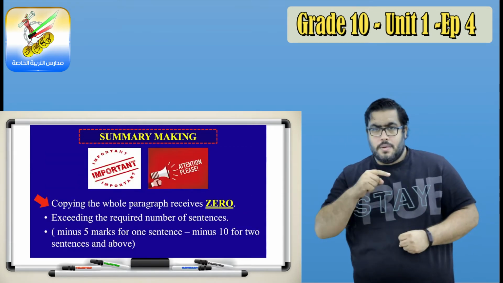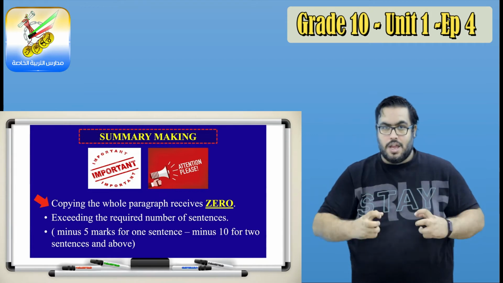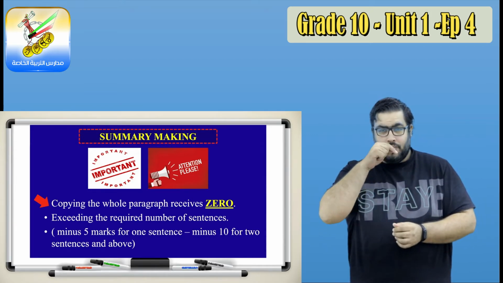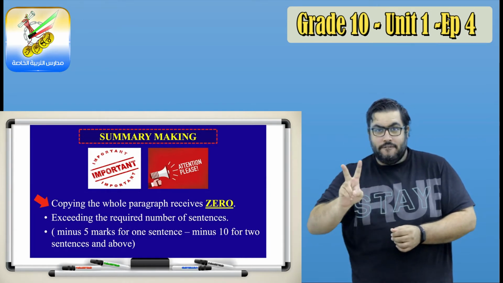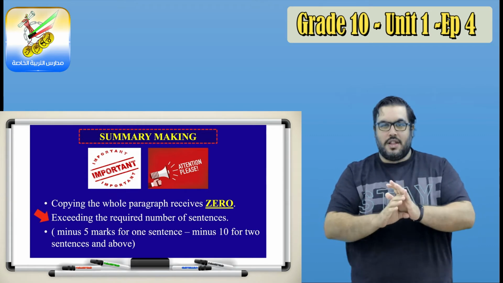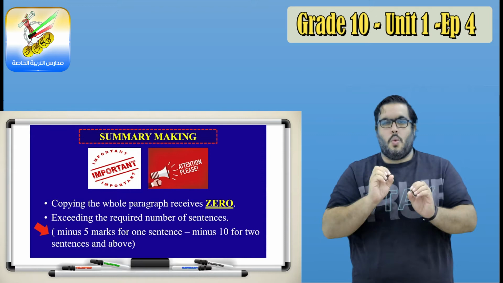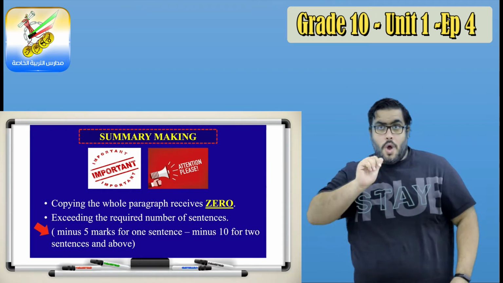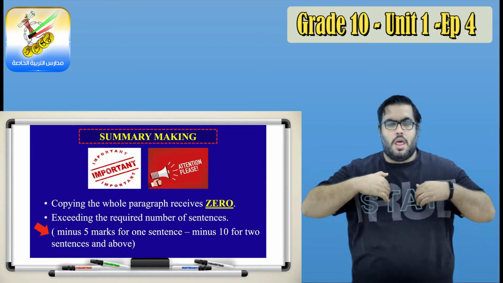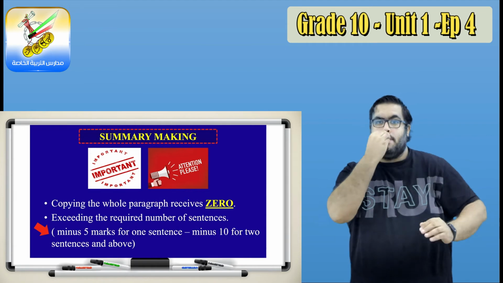These are some extra things to keep in mind. Copying the whole paragraph receives a 0. Again, in the summary, you only need to write 4 sentences. You don't need to copy all of it. Exceeding the required number of sentences: I'll explain this. If you write 5 sentences, you lose 5 marks. If you write more than 6 sentences, then you lose 10 marks. Again, we only need you to write 4 sentences.